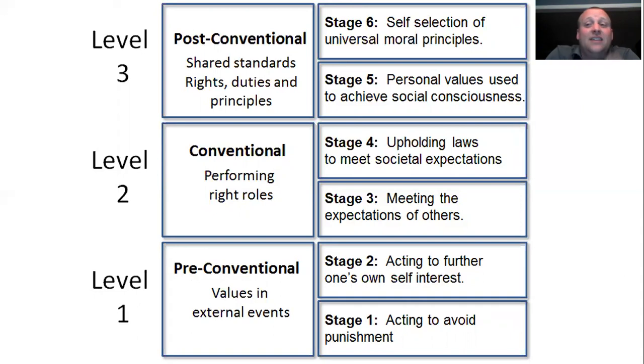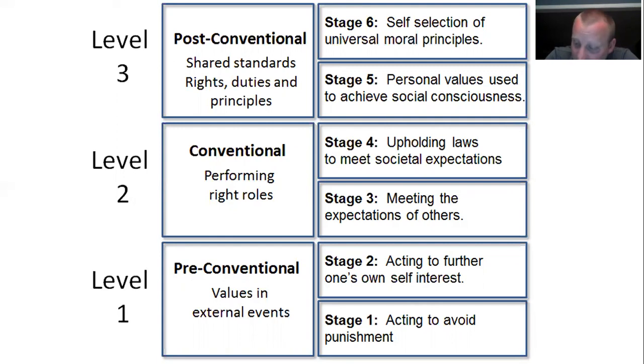He gave the Heinz dilemma, right, of stealing the drug that the pharmacist wouldn't give you, and your spouse is dying, and do you steal it? And remember, he wasn't concerned about if you stole it or not, just why you went about doing that. So that pre-conventional level is about reward and punishment. Stage 1 is going to be you want to avoid punishment. Stage 2, you're looking for a reward.